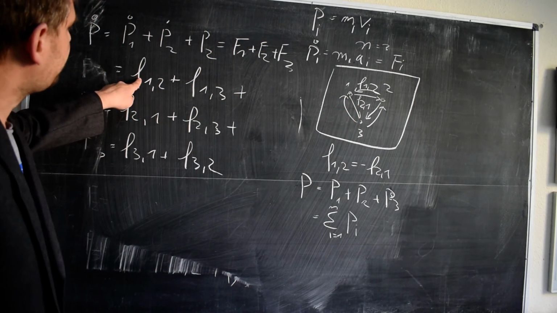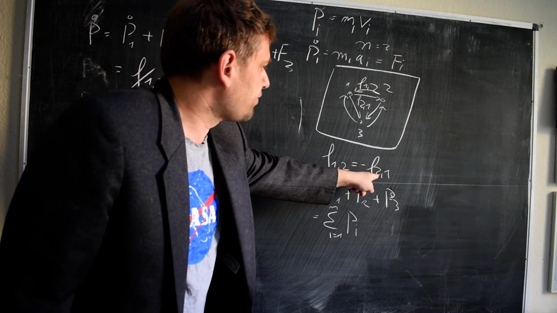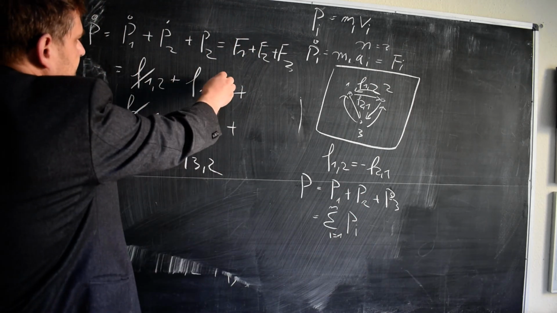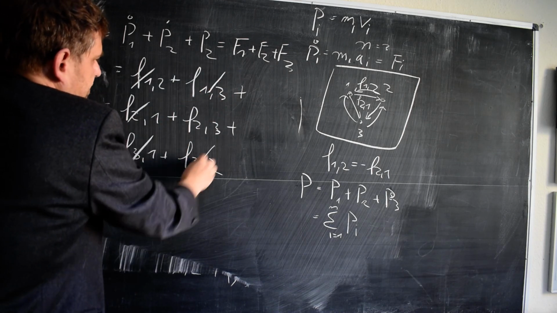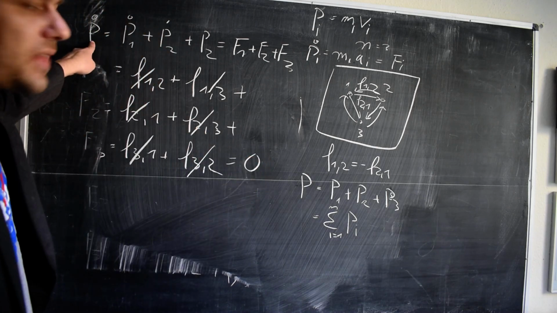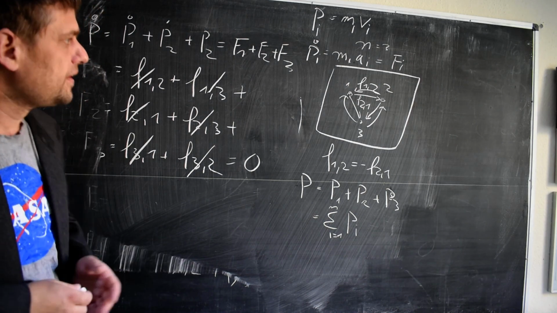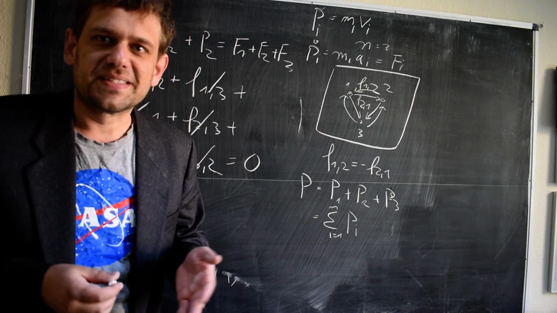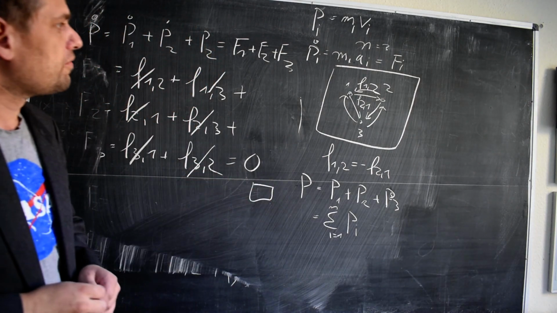So let's start. We have F12. This is the same as minus F21. So if you add this and this, you get 0. And similarly for F13 and F31, and for F32 and F23. So our sum is 0. And this shows that indeed the time derivative of the impulse of our whole system is 0, so the impulse stays the same. And this concludes the proof of our theorem.